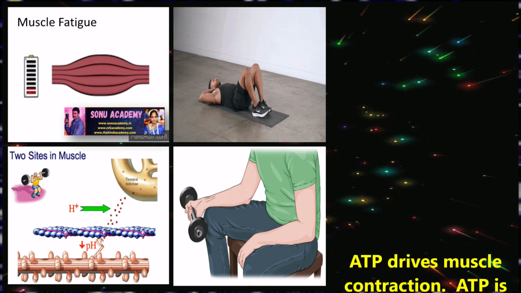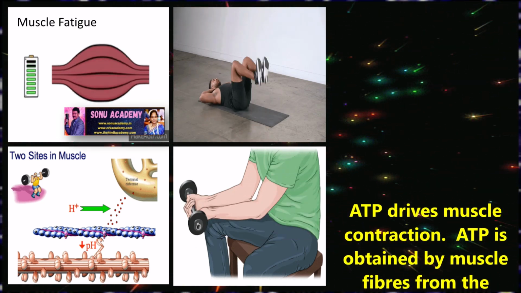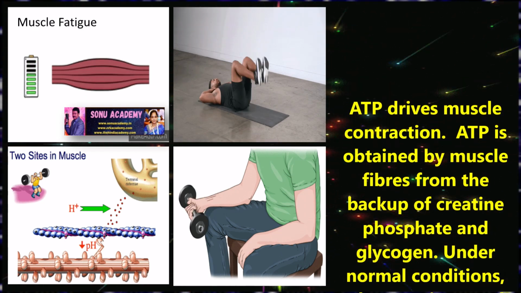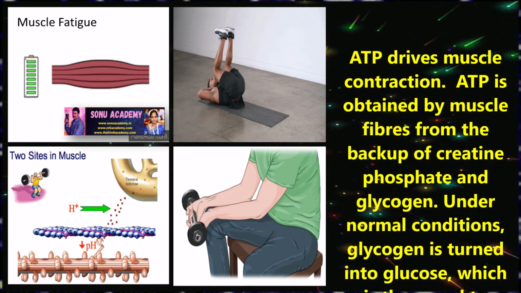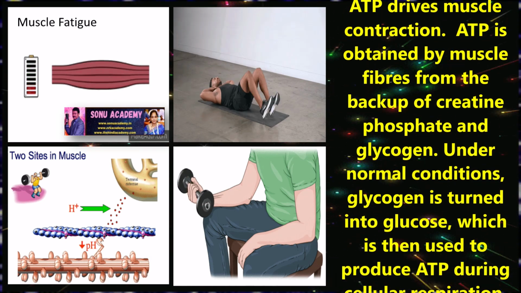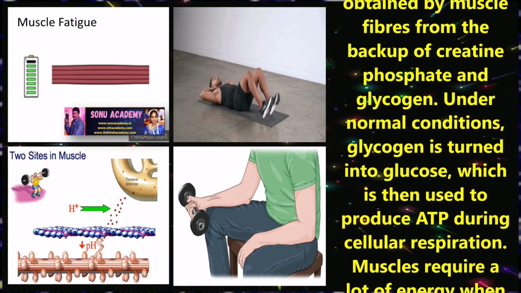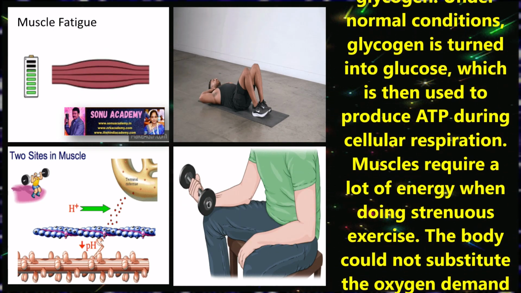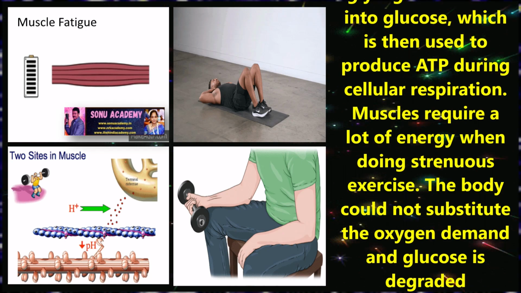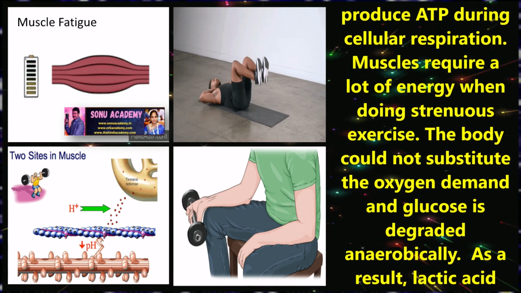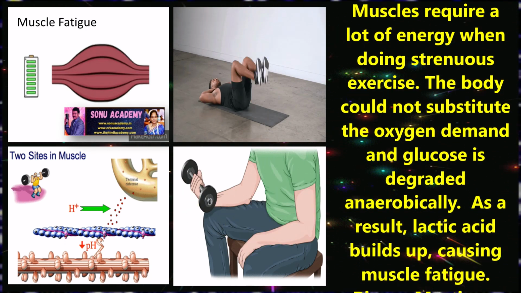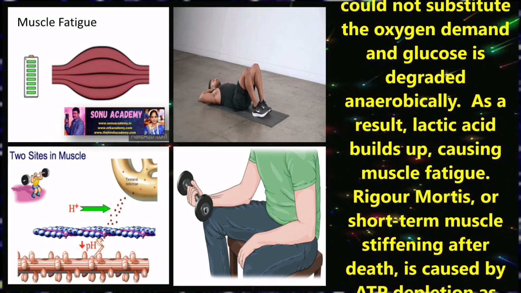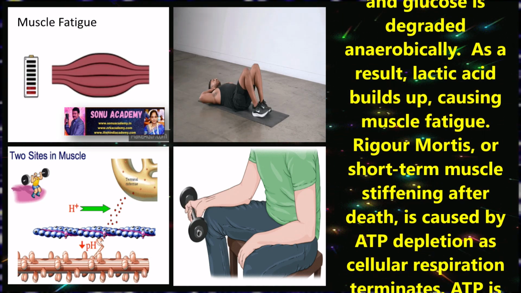Children, let us discuss muscle fatigue. ATP drives muscle contraction, and ATP is obtained by muscle fibers from the backup of creatine phosphate and glycogen. Under normal conditions, glycogen is turned into glucose, which is then used to produce ATP during cellular respiration. Muscles require a lot of energy when doing strenuous exercise. The body cannot meet the oxygen demand and glucose is degraded anaerobically. As a result, lactic acid builds up, causing muscle fatigue.